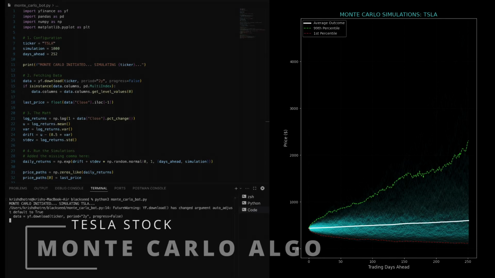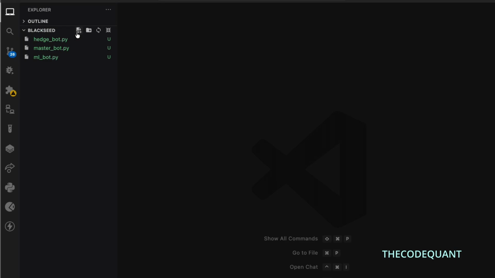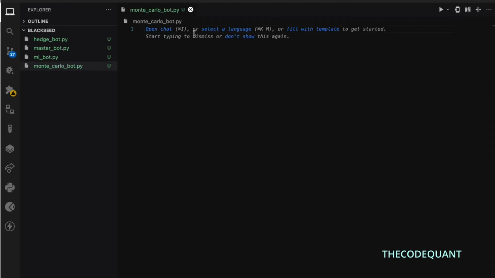Today we are building something used by hedge funds and risk managers all over the world, a Monte Carlo simulation. Yes, in our last video, we tried to predict exactly what the price would be tomorrow. But in the real world, the future isn't a single path, it's probabilistic, it's multiverse. Think of this like Doctor Strange looking at 14 million possible futures.